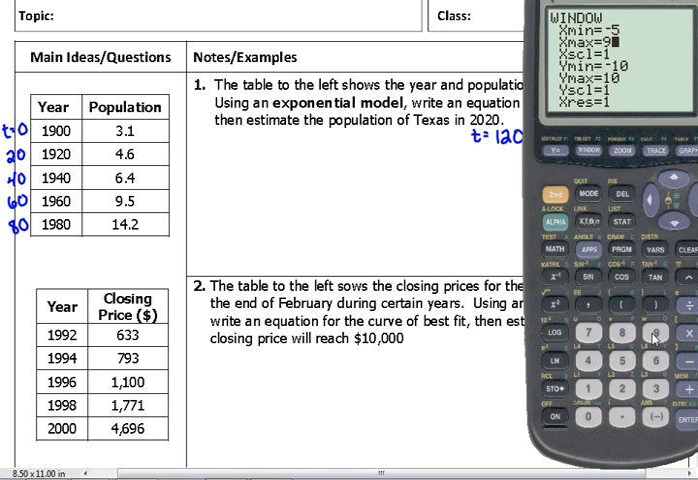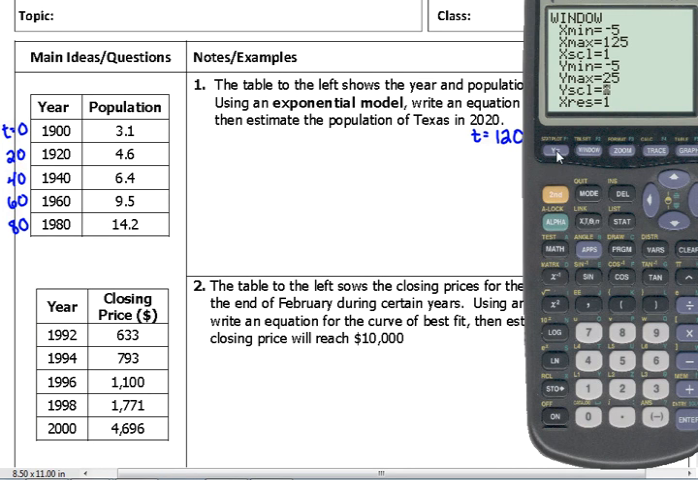And then for my maximum, since we're predicting for 120, let's go ahead and go to like 125. I like to give myself a little buffer on each end. Let's talk about the y-values. The y-values are populations. We obviously don't need to worry about negative population, but I would also like to see my x-axis, so I'm going to leave that at -5. And then it goes up to 14.2 right now, but we're predicting for 40 more years after that. So maybe like 25, just to make sure I have enough room.